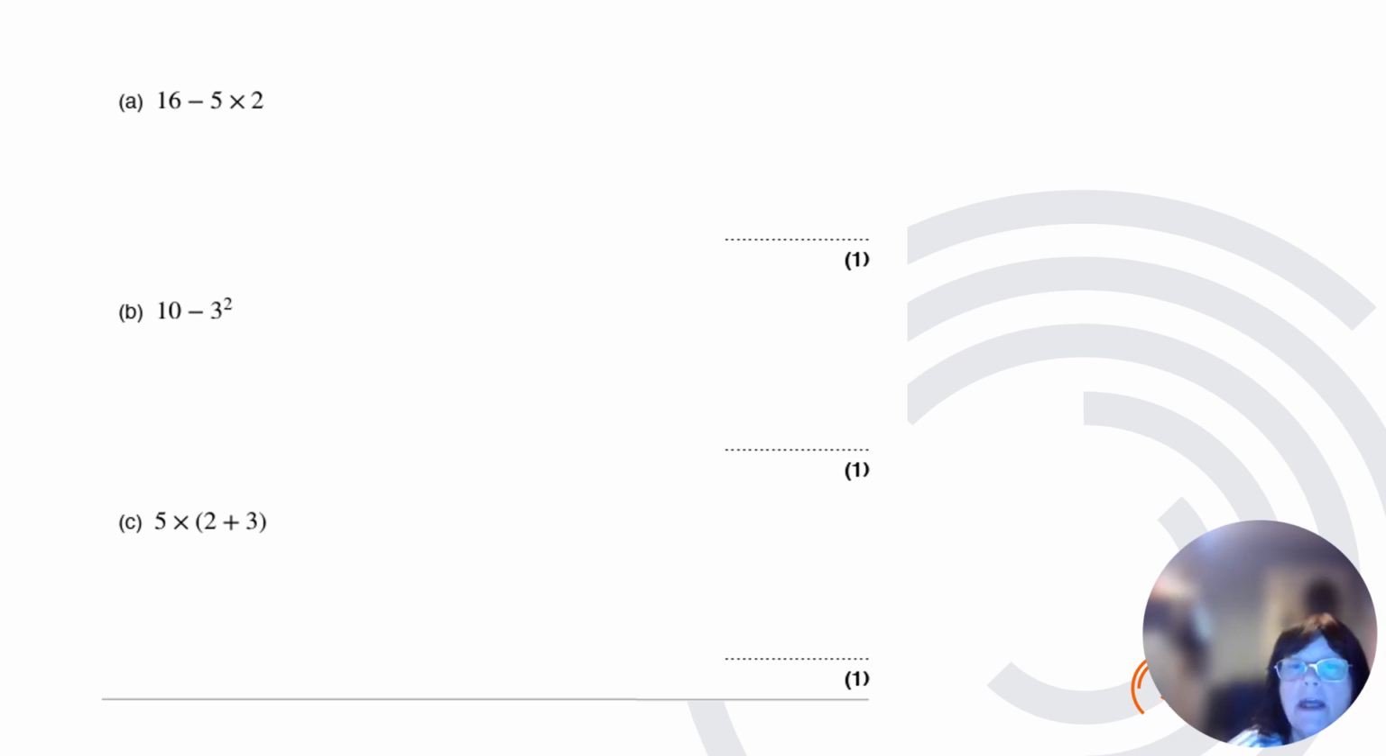So this one, again, if we just remind ourselves of BIDMAS. So brackets first, no brackets. Indices, no indices. Division or multiplication. So we need to do this 5 times 2 first. So it becomes 16 minus 10, and 16 minus 10 is 6.